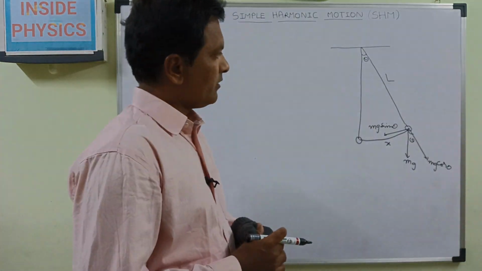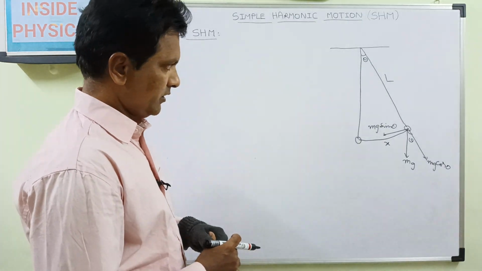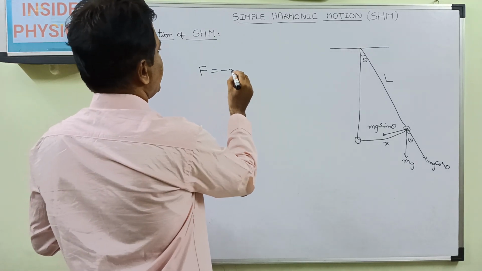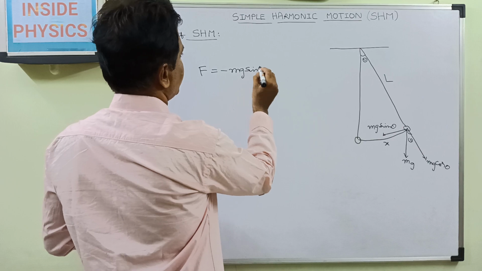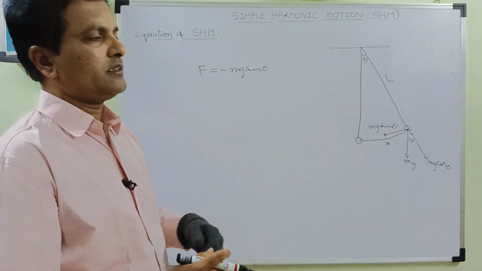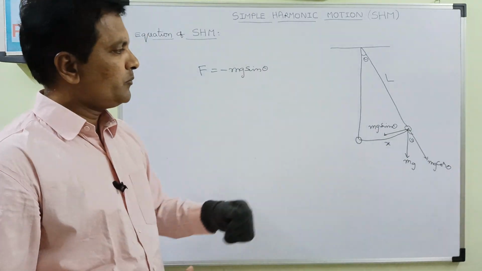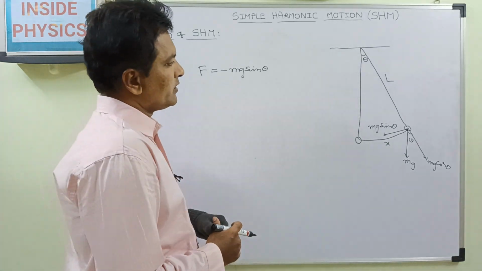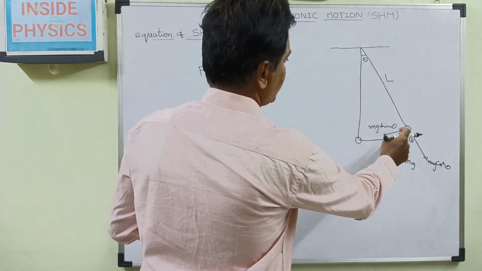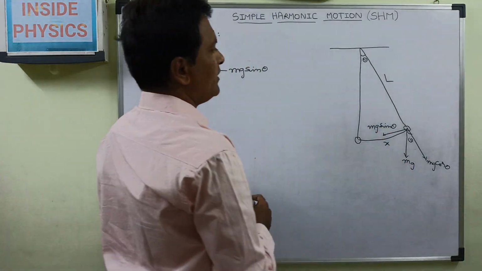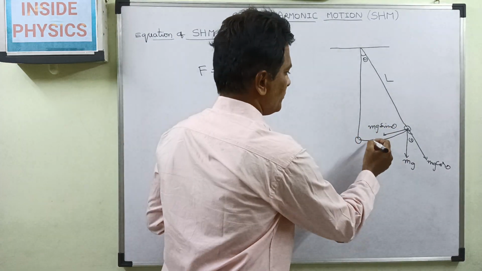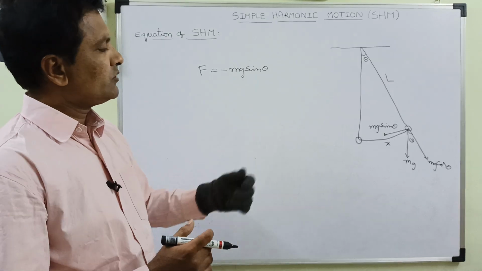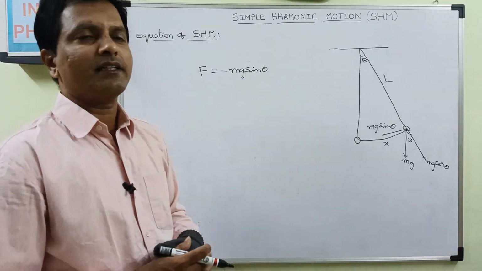So here the force acting on the bob to cause the oscillation, we have discussed, is F equal to minus mg sin theta. In this form we can write. This negative sign indicates the restoring force is always opposite to the displacement of the pendulum. If the displacement is in this direction, the restoring force is in this direction, so it is quite opposite. So the restoring force will be generating some acceleration.